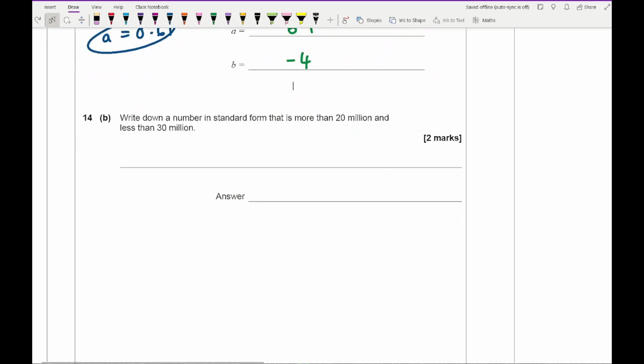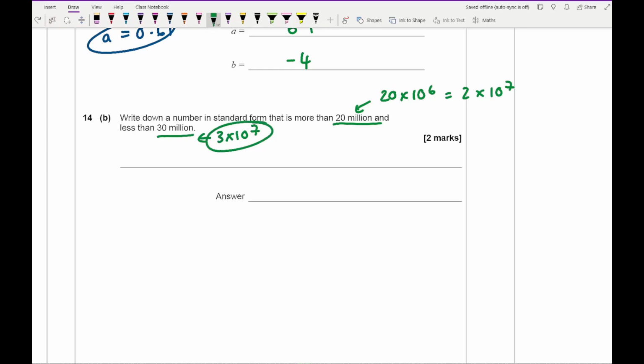It then says for 14b, write down a number in standard form that is more than 20 million and less than 30 million. So 20 million is 20 times 10 to the power of 6, which is 2 times 10 to the power of 7. And 30 million is going to be 3 times 10 to the power of 7. So what I'm needing to do is just write a number between those two.